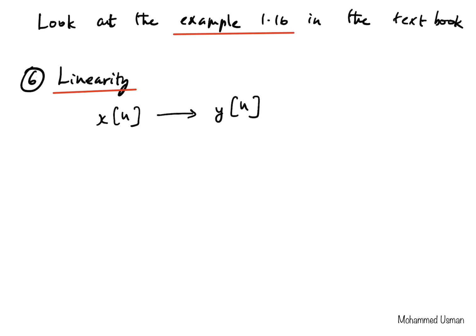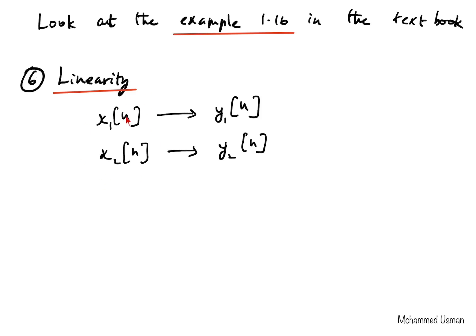Now if we give some other input, which we'll call x2 of n, let's call this x1 and y1. If the input is x2 of n, and the corresponding output, let's call it y2 of n. So an input x1 of n produces an output y1 of n. An input x2 of n produces another output which we denote as y2 of n.